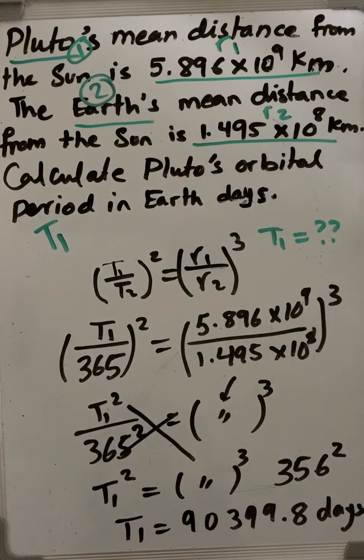Again, why did I use for the period of the Earth this number 365? Because they want me to find T1 in days. So I will use T2 also in days. Here, kilometer over kilometer, then I'm doing it in the correct way.